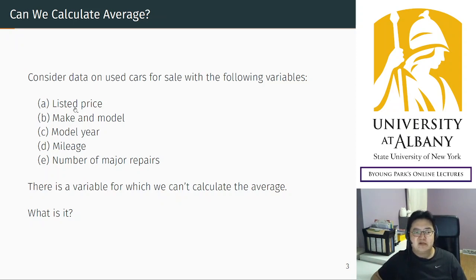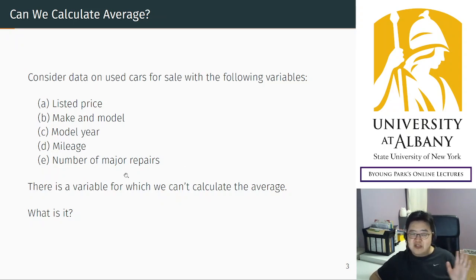First, you observe the price or listed price, and second, you observe the make and model, and the model year. Model year means when the car's model was produced, like a 2021 Camry or 2020 Camry. Even though they look the same, the model year changes; there is a slight change every year. And mileage on the car, and the number of major repairs a used car had.